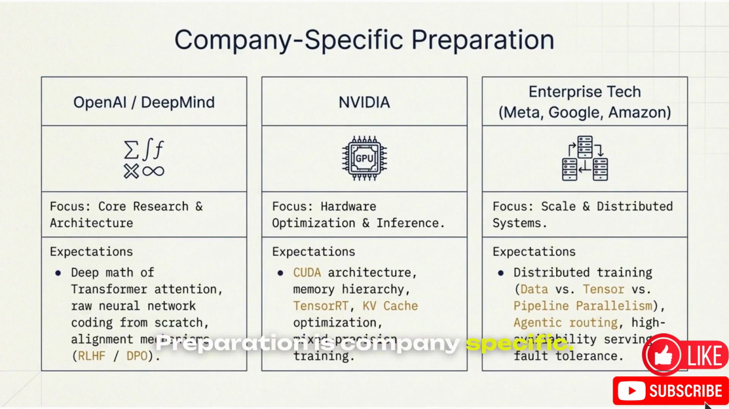Preparation is company-specific. For research companies like OpenAI, focus on core architecture and deep math. For hardware companies like NVIDIA, emphasize CUDA and inference optimization. For enterprise tech, master scale, distributed training, and agentic routing systems.